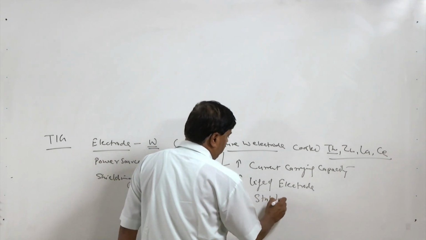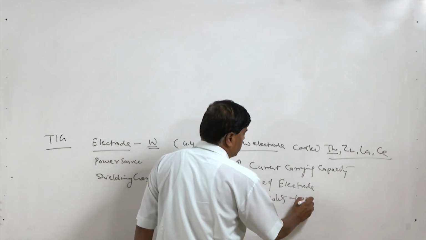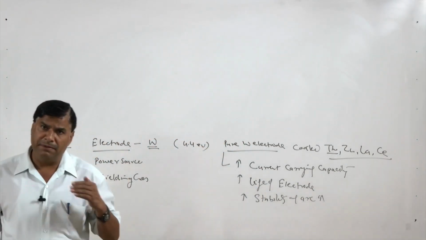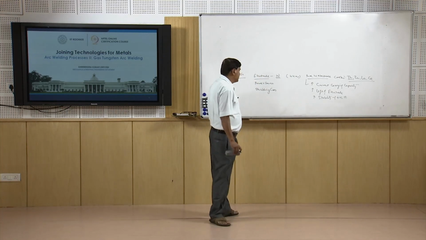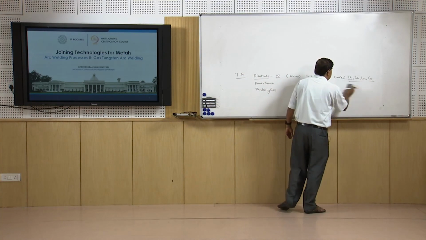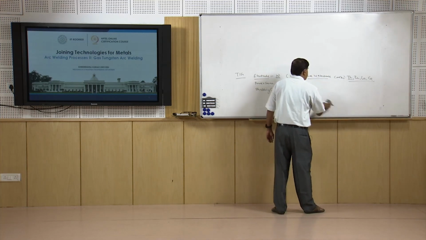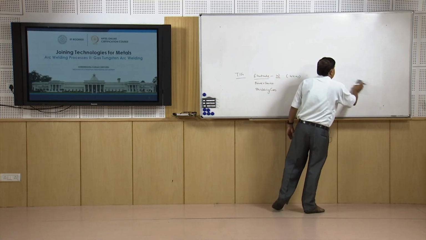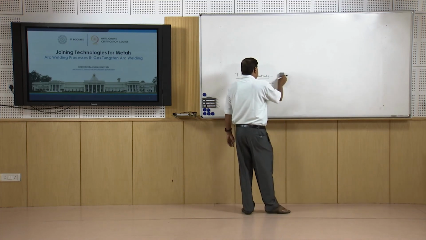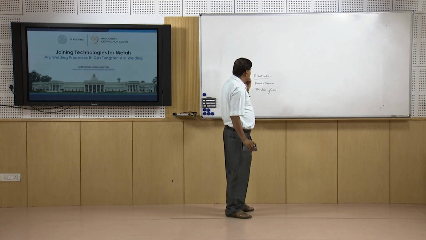Further, the stability of the welding arc also increases, because these low ionization potential elements provide the electrons very easily under identical conditions, and therefore the stability of the arc improves due to the improved charged column density in the gap between the electrode and the workpiece.